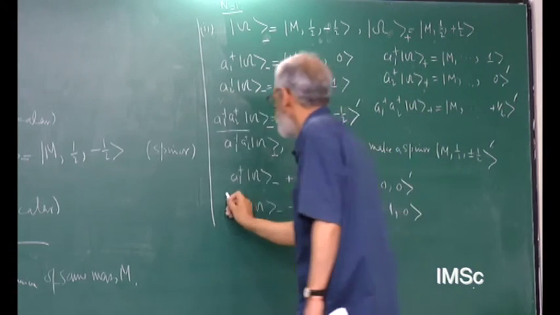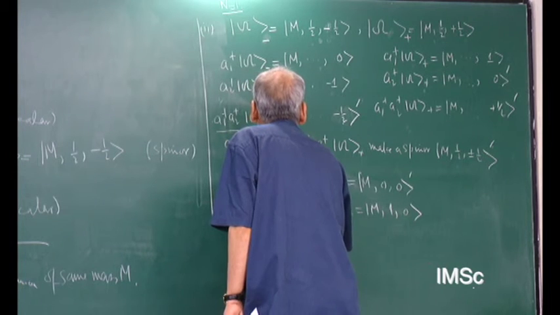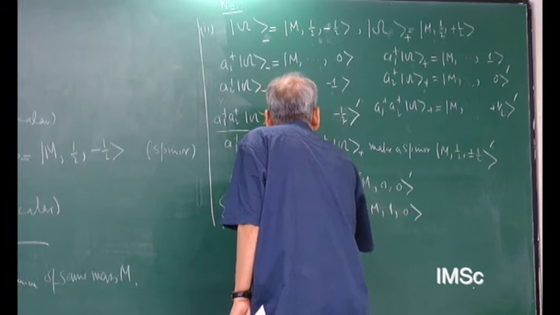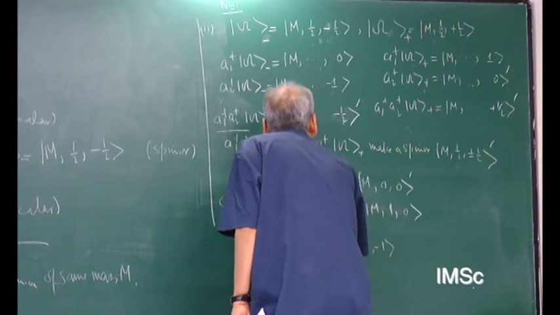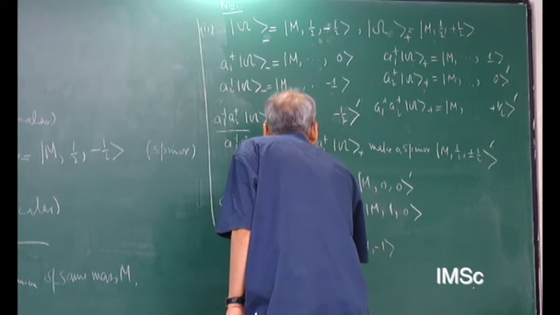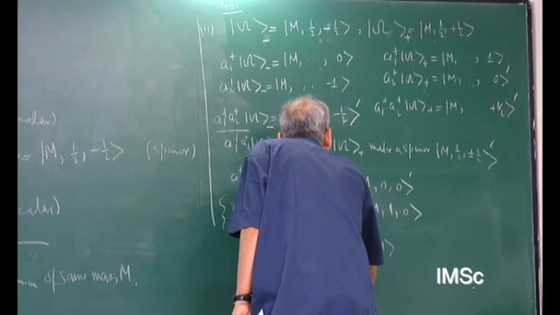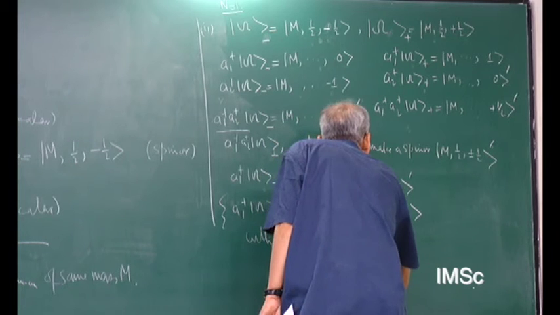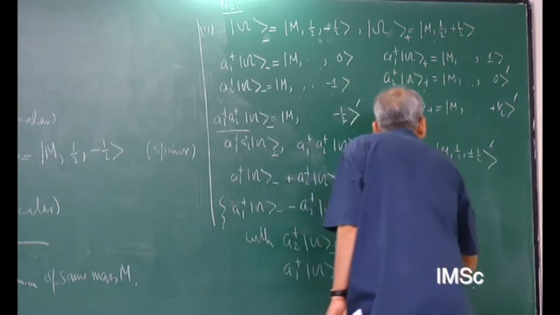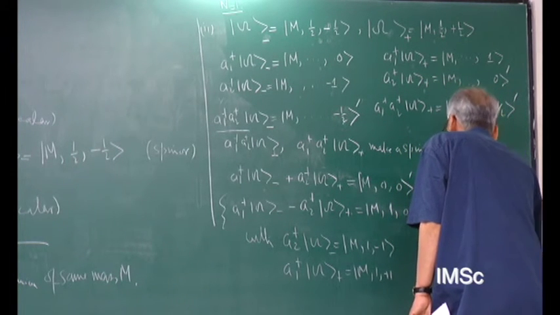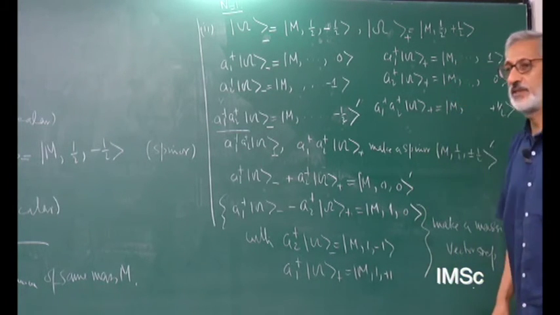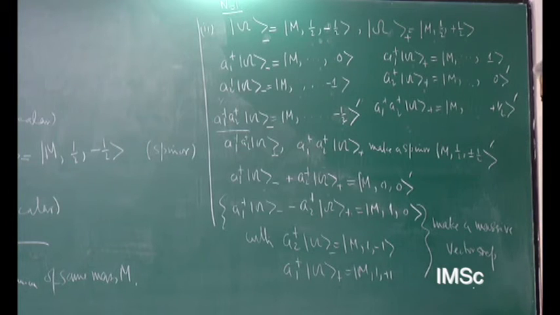So this, with A2 dagger on omega, and A1 dagger on omega plus, make a massive vector representation. Vector representation of the Lorentz group. Is that clear?